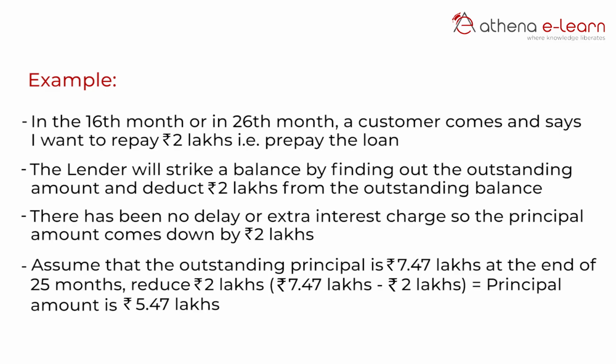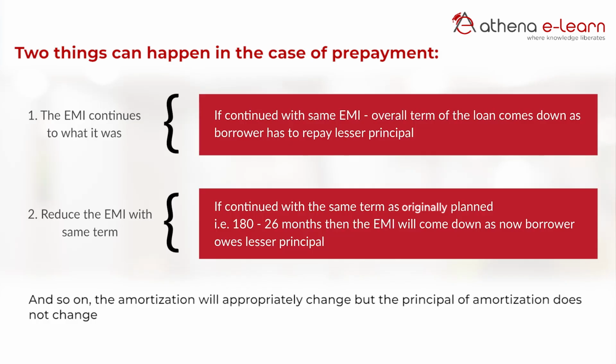This also assumes that he has got no outstanding of old EMIs or delayed payment interest or anything. Because if there is, then in that 2 lakhs, first the amount will be recovered for those delayed payments and penalties. But in our example, there is no such delay, and therefore the principal comes down by 2 lakhs. So let's assume the outstanding principal is 7,47,000 at the end of say 25 months. What happens is the outstanding principal now comes down by 2 lakhs and is now 5,47,000. Obviously, two things can happen. Either the EMI continues to be what it is, or you reduce the EMI.